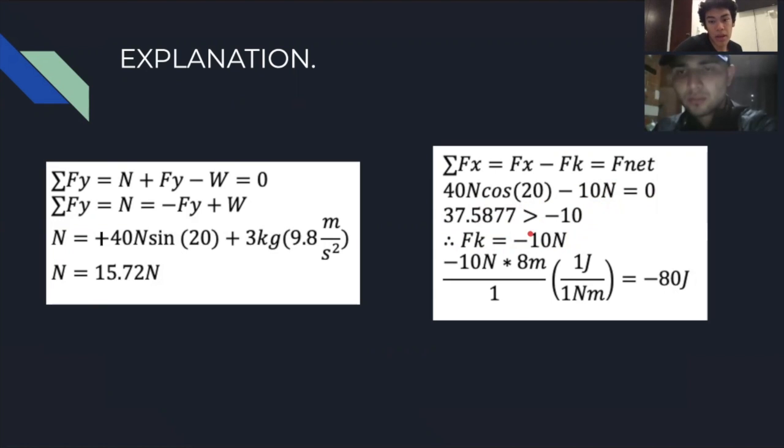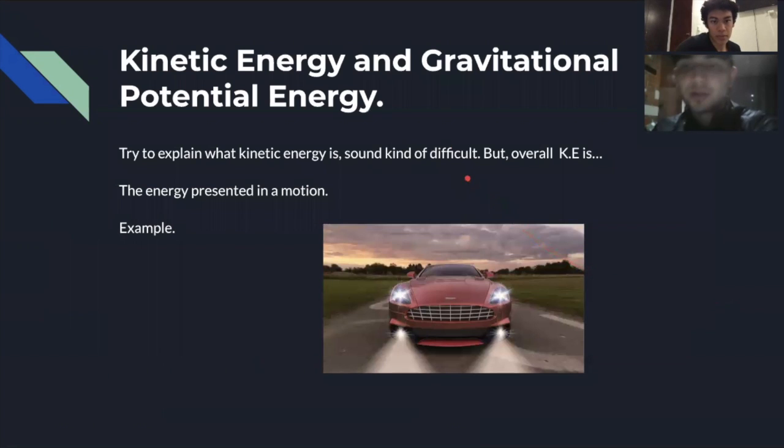The only thing we have left to do is to convert the newtons to joules. So here we have the conversion: minus 10 newtons times 8 meters gives newton meters, multiplied by 1 joule per 1 newton meter. So we have that the work done by the frictional force is equal to minus 80 joules. Trying to summarize this, we are converting to joules because the joule is the main unit of measure of work.